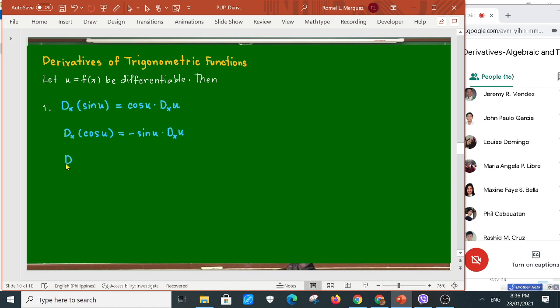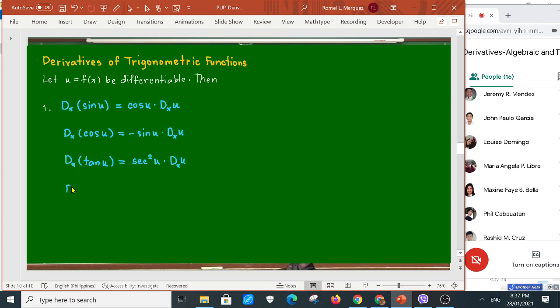Next, the derivative with respect to x of tangent u is secant squared u times the derivative with respect to x of u. The notation I used is capital D, or you can also use small d over dx, something like that.